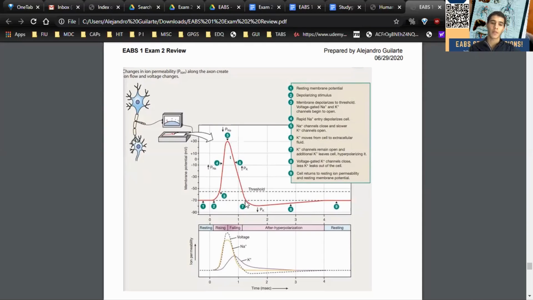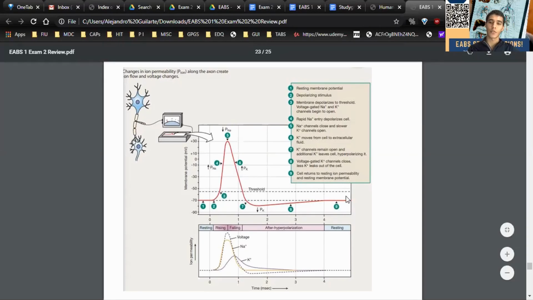Afterwards, it falls, and it has what is called an absolute refractory period. In this region right here, nothing can happen. The neuron cannot fire again because of this loss of ions. So there's a gradient here. After it passes this absolute refractory period, you can have a relative refractory period, and this refractory period could lead to a response.